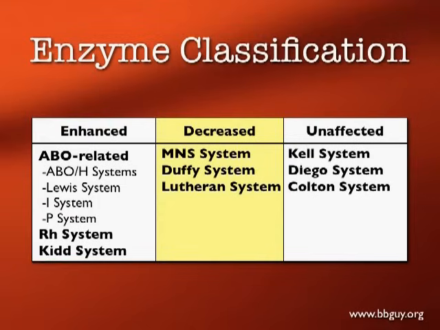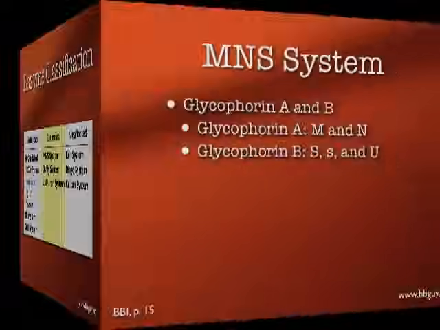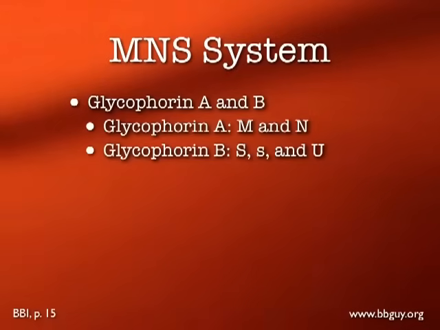In the decreased systems, you have the MNS, the Duffy, and the Lutheran systems, and we'll start with MNS. MNS, we talked about this a little bit before when we were talking about enzymes. MNS antigens are carried on glycoproteins, which are known as glycophorins. There are two of them, the glycophorin A and the glycophorin B chains, and glycophorin A carries M and N, whereas glycophorin B carries big S, little s, and a very important antigen known as U. More on that in a second.